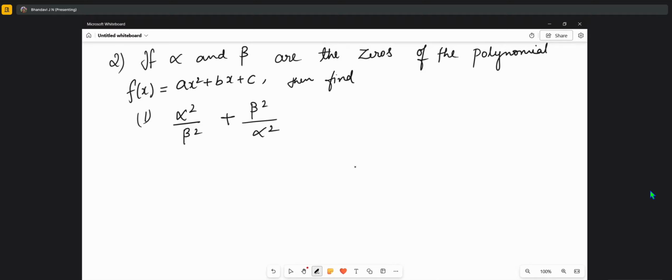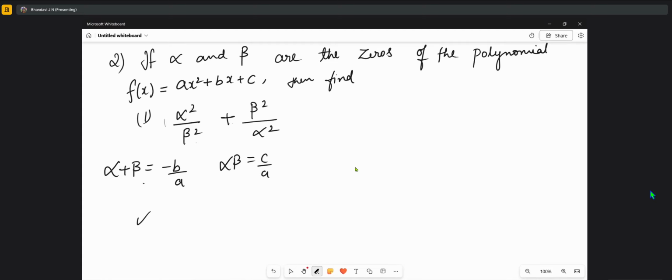Okay, so here coefficient of x square is a, coefficient of x is b, and constant is c. That only we will take. Now alpha square by beta square plus beta square by alpha square you should find. What we can know from this data, alpha plus beta is equal to minus b by a, and alpha into beta is equal to c by a. Now from this, these are the given data what we have. Now from this you have to find this value.